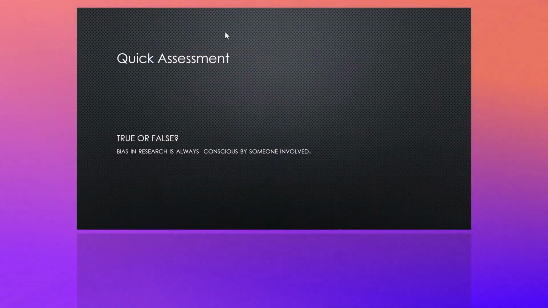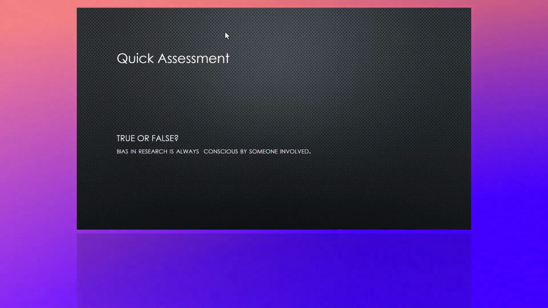So a quick assessment on our objective of defining bias. True or false? Bias in research is always conscious by someone involved.